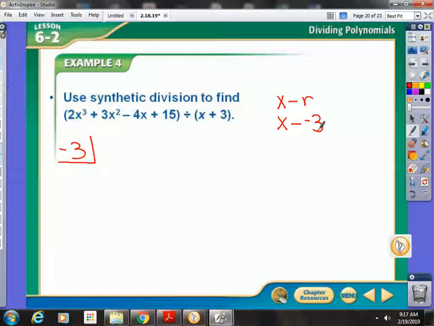So what are we subtracting? We're subtracting a negative 3, so negative 3 is going to go in the box. An easy way to think about it is it's just going to be the opposite of what it looks like. It looks like it should be positive 3, but we're going to make it negative 3. Please write your coefficients, list them out. I have 2, 3, negative 4, and 15.